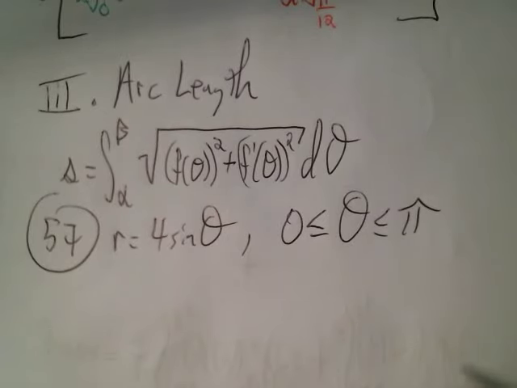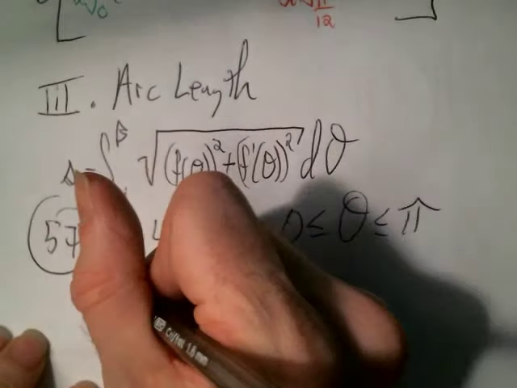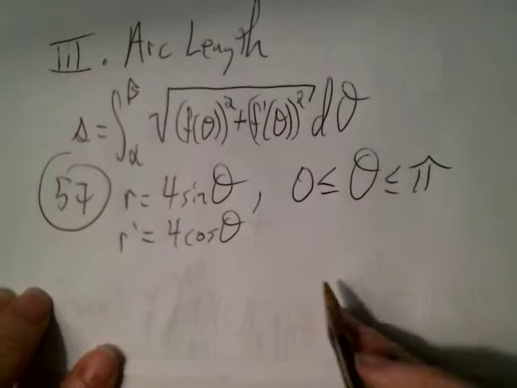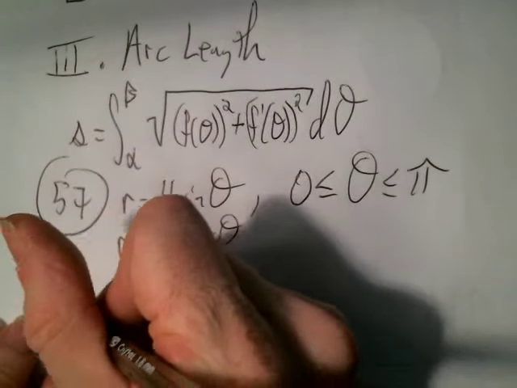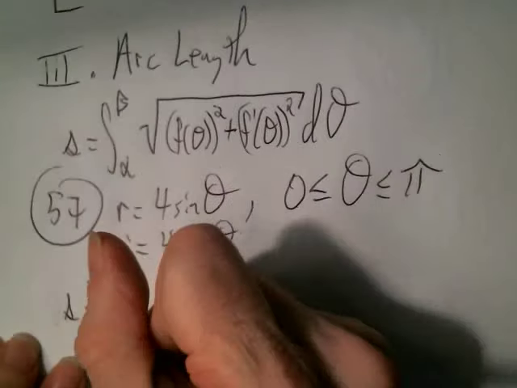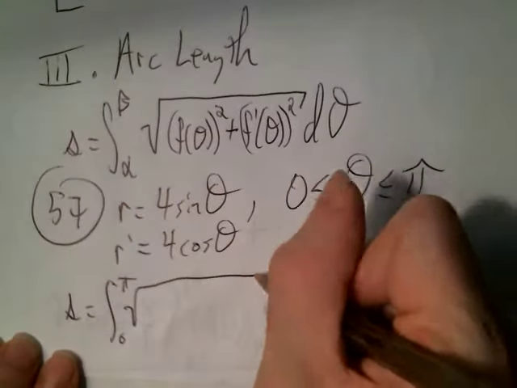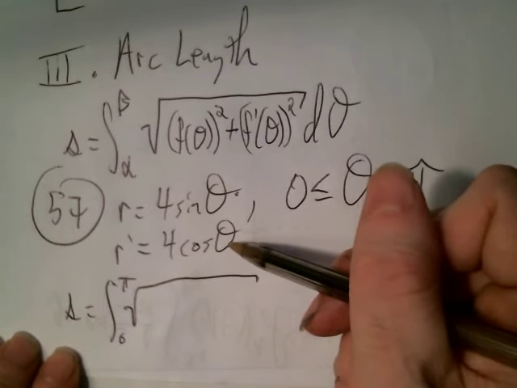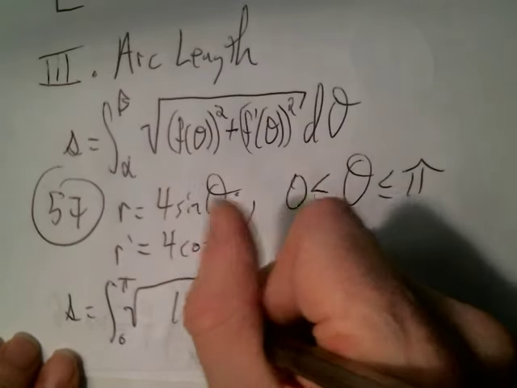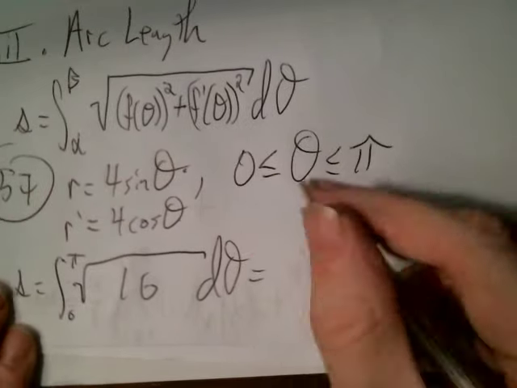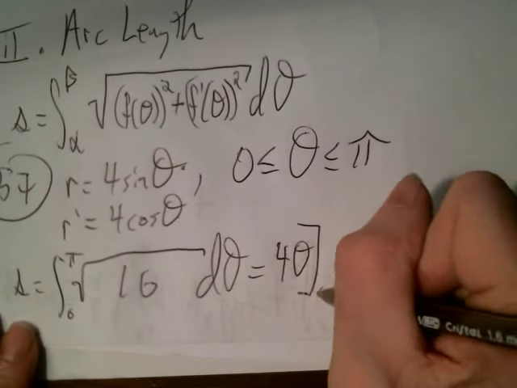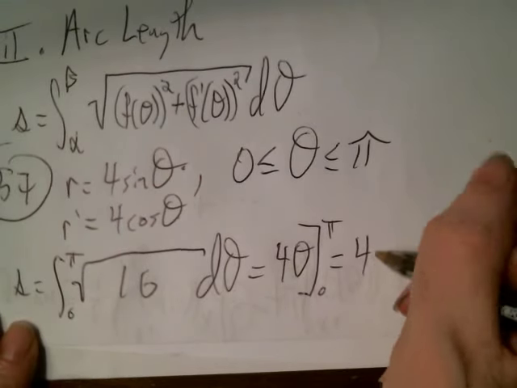Pretty easy. I need r prime, so r prime is 4 cosine theta, and then plop it into our formula. So s is equal to the integral from 0 to pi of the square root of 16 sine squared plus 16 cosine squared, which is just 16, d theta. So the square root of 16 is 4. The integral of 4 is 4 theta from 0 to pi. That's equal to 4 pi.